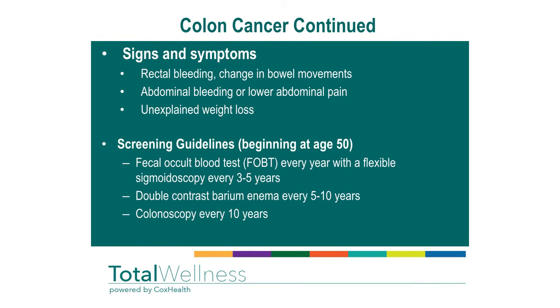Screening guidelines. I've got 3 different screenings up here, and I'm going to kind of walk you through them. The first one is a fecal occult blood test, which is basically sending a stool sample into your physician, and the physician's going to look under a microscope, see if they see any blood. If they see any blood, the nurse is going to call you and say, hey, we want you to come in for further testing. That's one option.